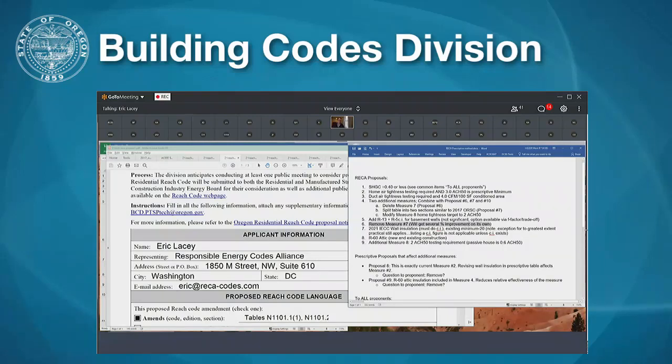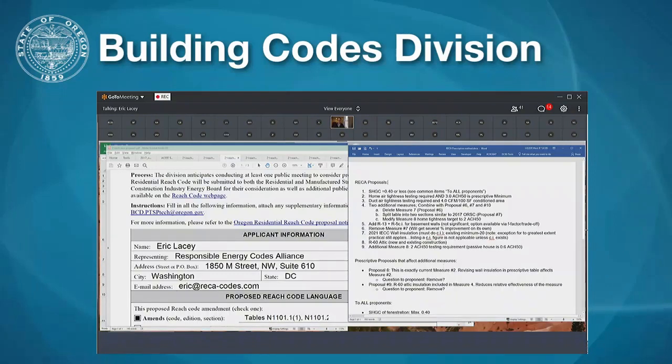One philosophical consideration for this group is, do you want the REACH code to have a stronger base set of prescriptive requirements, more insulation, better windows, and so on? We submitted proposals that would do that. Or do you want to have more options required or more points required? And we submitted proposals that would do that as well. Or do you want some combination of the two?